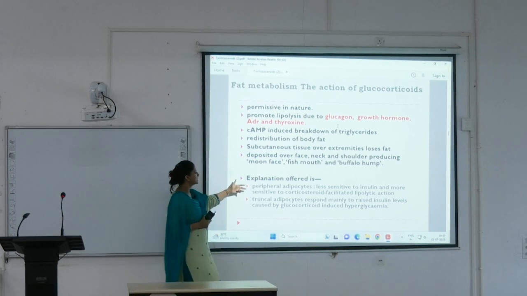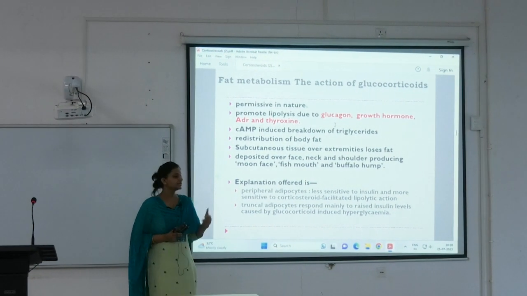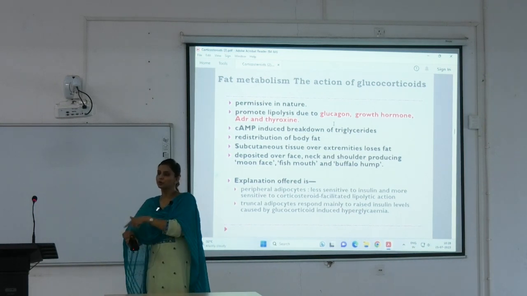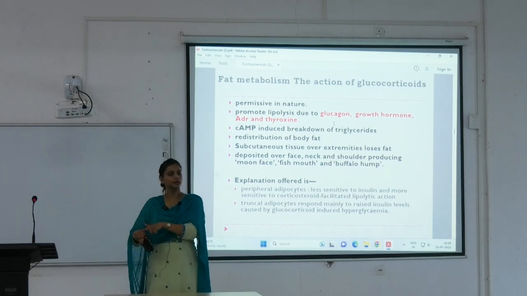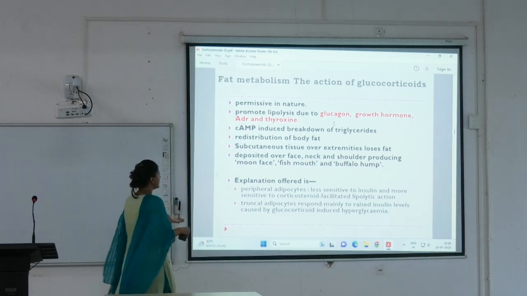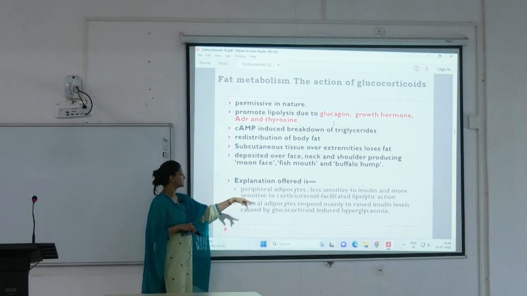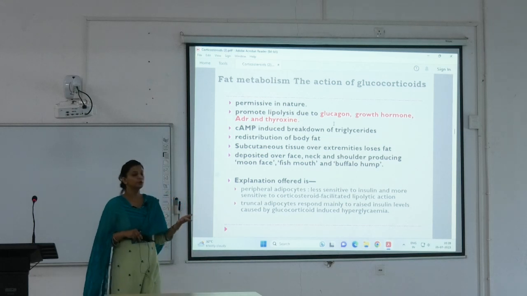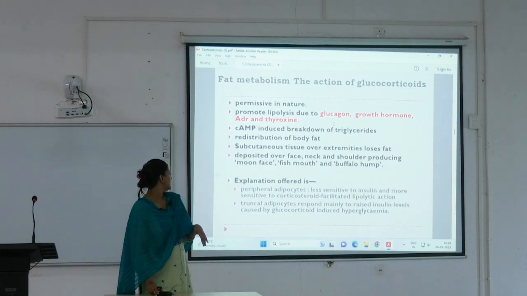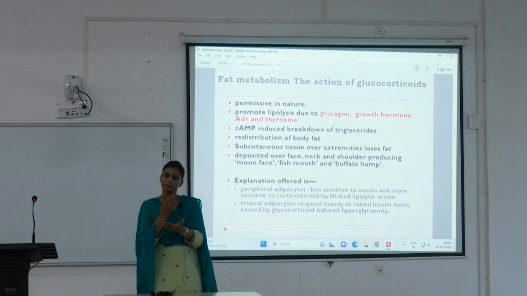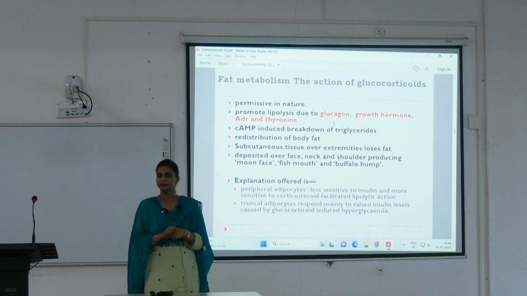Why? Because the peripheral adipocytes are less sensitive to insulin and more sensitive to glucocorticoids. So glucocorticoids work peripherally, and their action is breakdown. Truncal adipocytes respond mainly to the raised insulin levels, insulin levels that are caused by glucocorticoids and induced hypoglycemia. So who works more peripherally? Glucocorticoids. Centrally, insulin. So it breaks down from here and deposits centrally. Okay?